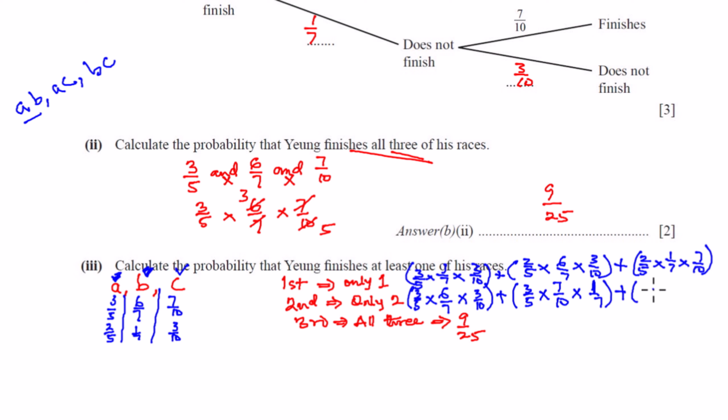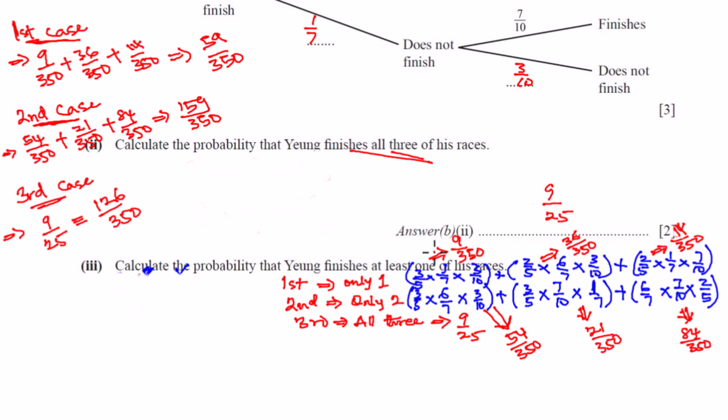Then lastly, B and C. We finished B and C, 6 over 7 times 7 over 10, but he didn't finish the first one, which is 2 over 5. So we are going to calculate all of this and then add the three of them together. This is another situation, don't forget. So we can just pause this video and quickly analyze each of these so that we won't take much time.